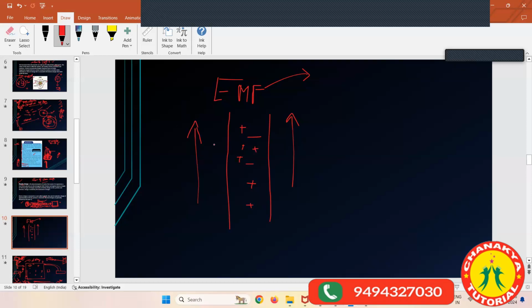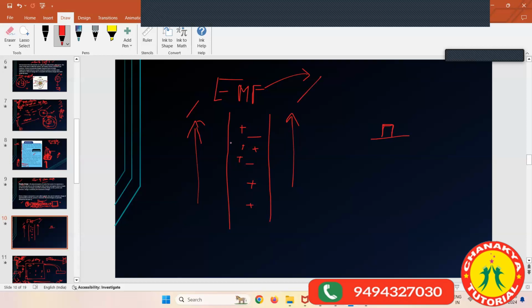Because of these two fields, force will be there in this conductor. The positive and negative charges inside will experience some force. In simple terms, the force name will be electromagnetic force. Yes, obviously, the force created by the electric and magnetic fields on the two sides will be the electromagnetic force.